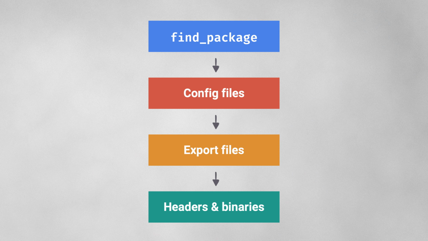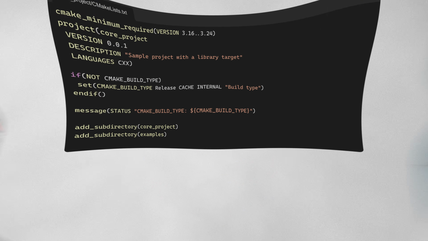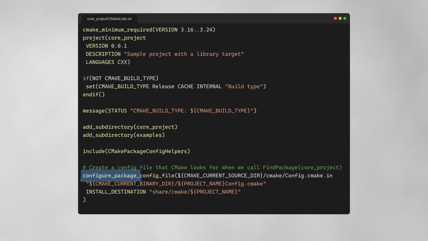Finally, with the export files in place, we only need to create the missing config files so that find_package can find all the export files that we've just created. This process is a bit convoluted and involves a couple of steps. To create the core project Config.cmake file, we typically call configure_package_config_file from the CMakePackageConfigHelpers that we include into our main CMakeLists.txt file.